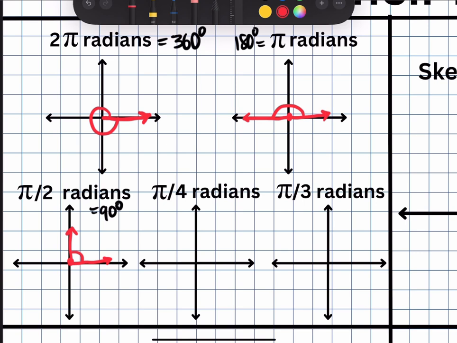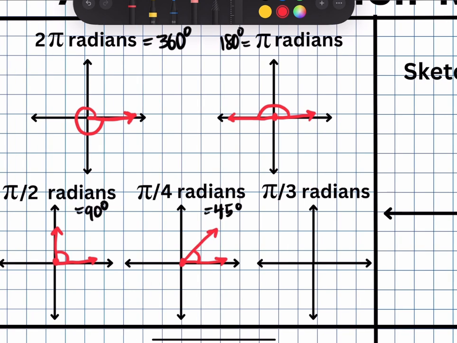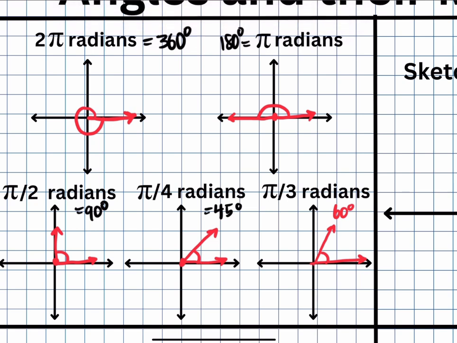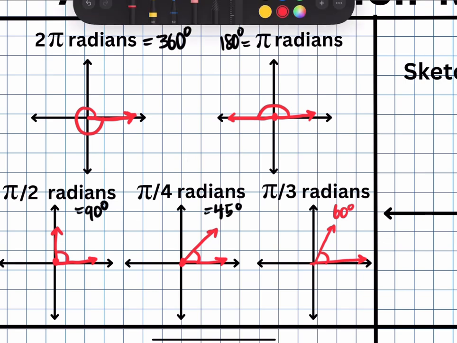Okay? Pi over 4 in degrees is the same as 45 degrees, which means that would be about half of 90, which is a quarter of a circle. And lastly, pi over 3 is the same as about 180 divided by 3, which is 60, and that is 2/3 of 90. Okay, so I'm going to use these estimates to try and graph my degrees in radians.